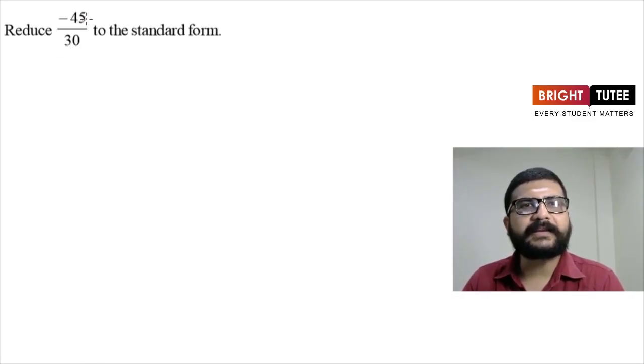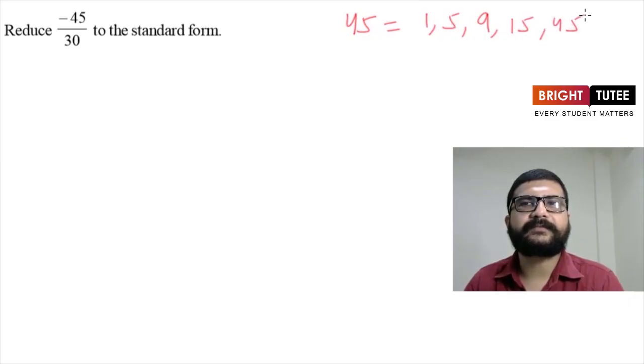Now what about the common factors between numerator and denominator? We have to find that. So first of all, let's write all the factors. Factors of 45 are 1, 5, 9, 15 and 45. These are the factors of 45, and there is one more factor, and that is 3. Do we have any other factor? No, we don't have any other factor.